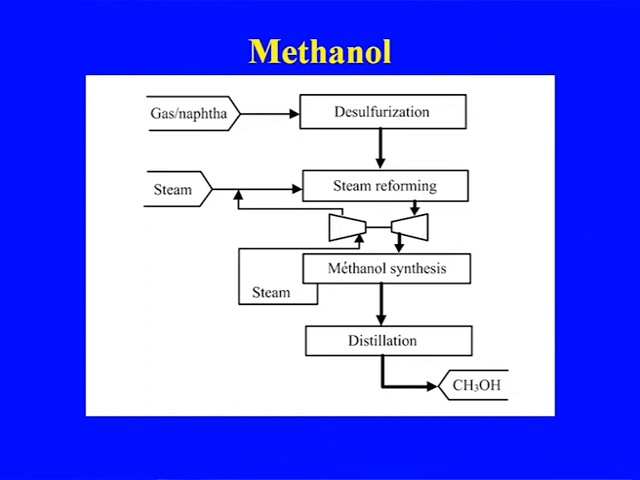So, this is in brief the summary of the process which I discussed earlier. The gas and naphtha, after vaporization, go to the desulfurization process, and then to steam reforming. From the steam reforming, the synthesis gas that we get goes for methanol synthesis, and then from methanol synthesis to distillation.